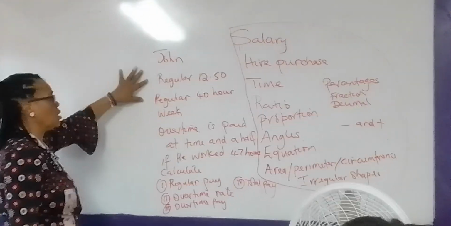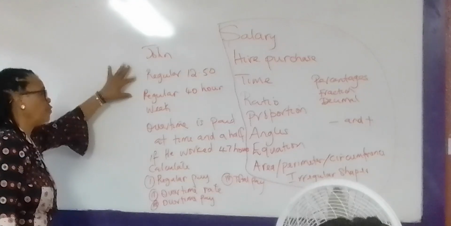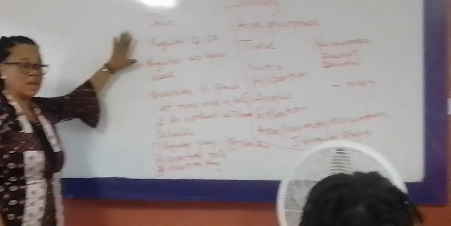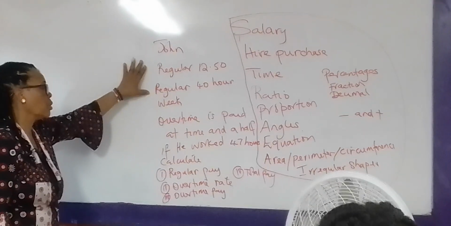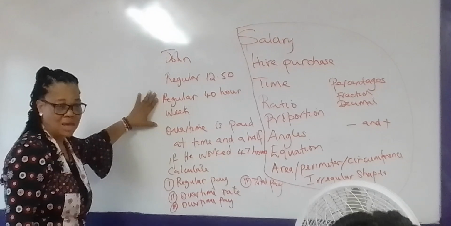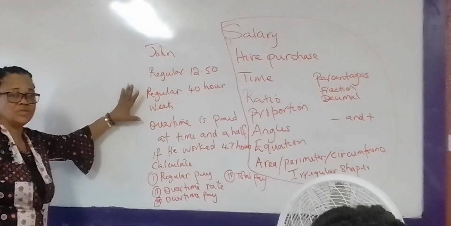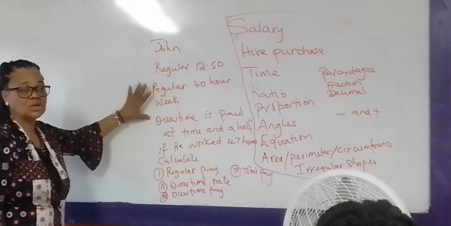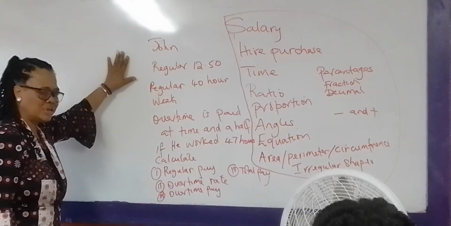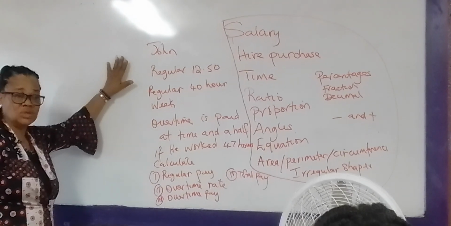Works a regular $12.50 per hour. That is what? Regular rate. Regular rate is $12.50 per hour. His regular time is 40 hours for the week. It means that anything over 40 hours, that is going to be called what? Overtime. Anything over 40 hours is overtime.